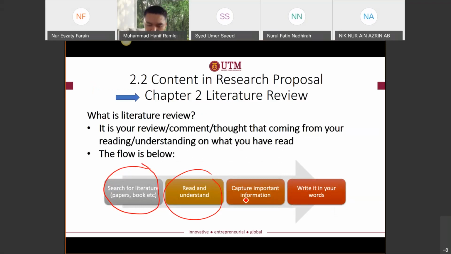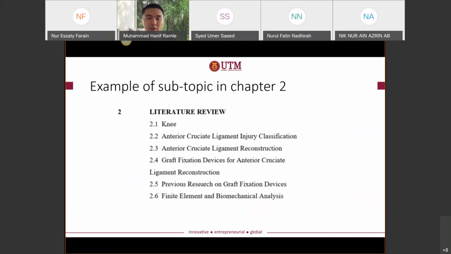Capture important information, like the number of samples, the method, and the standard that you will use for your study. And of course the last thing is to write it in your own words. So this is an example, only an example.